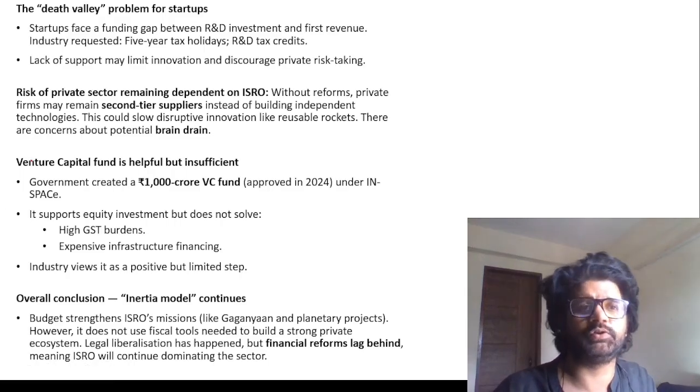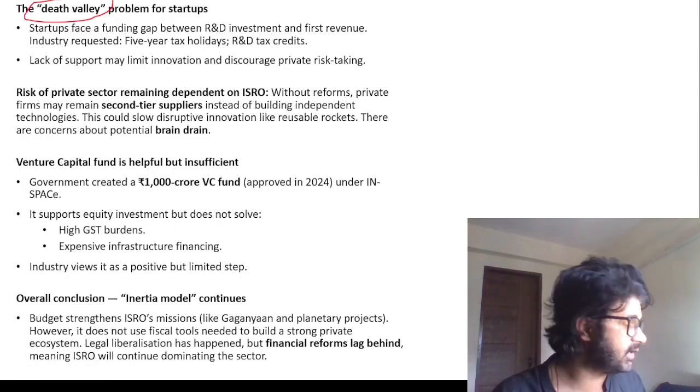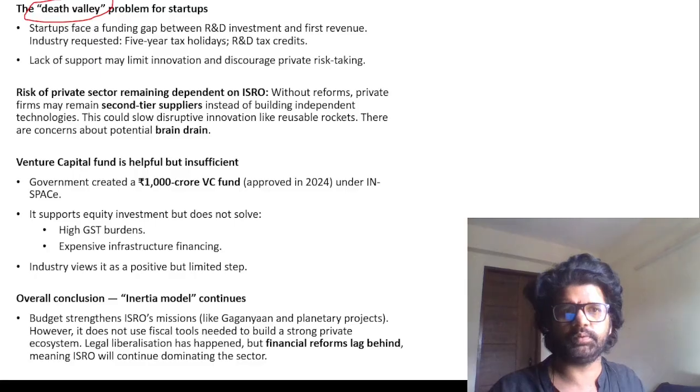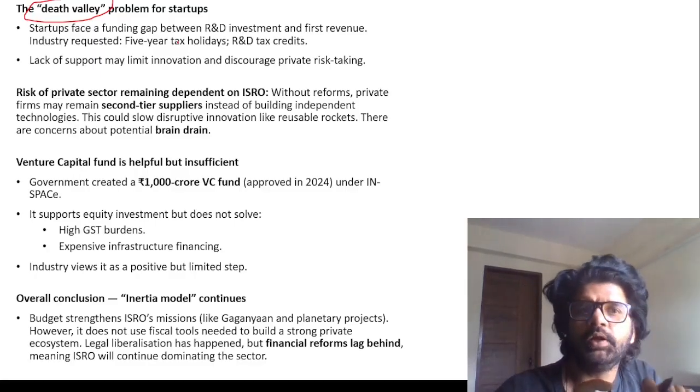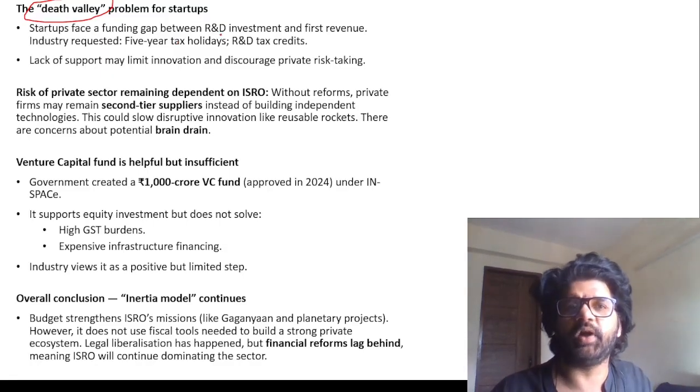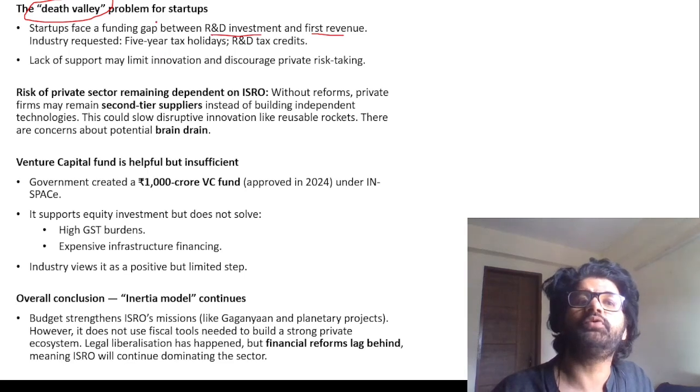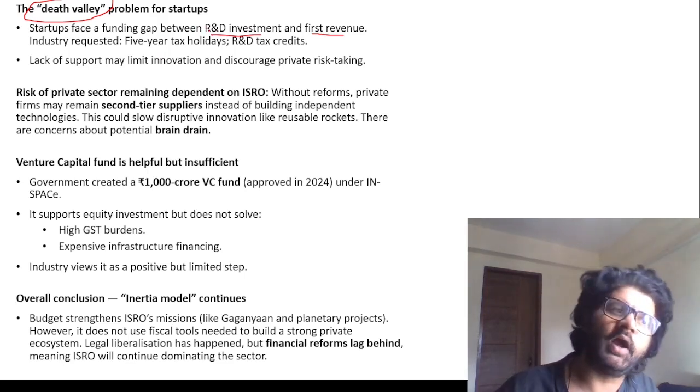Death valley problem for startups. Now these are phrases which you have to understand. What is the concept of death valley? It takes time. If you start any entrepreneurship, you will not start generating revenue instantaneously. So there's a gap between R&D investment and the first revenue. Most of the startups, space startups, die during that period.